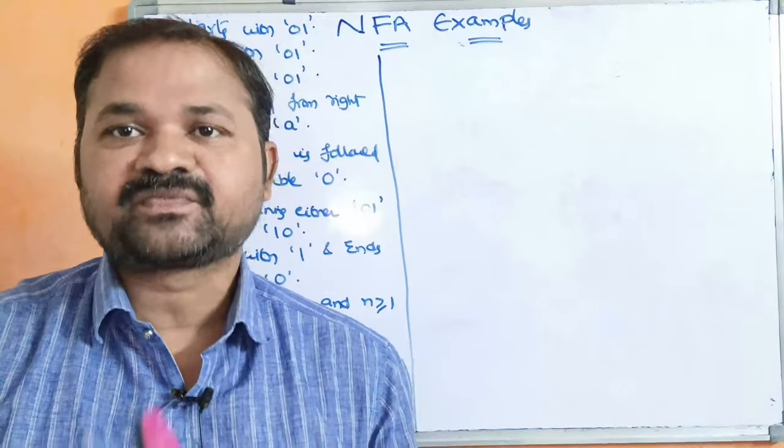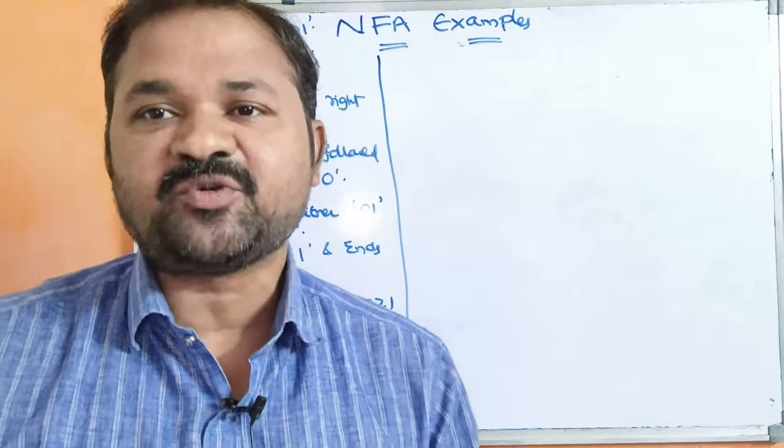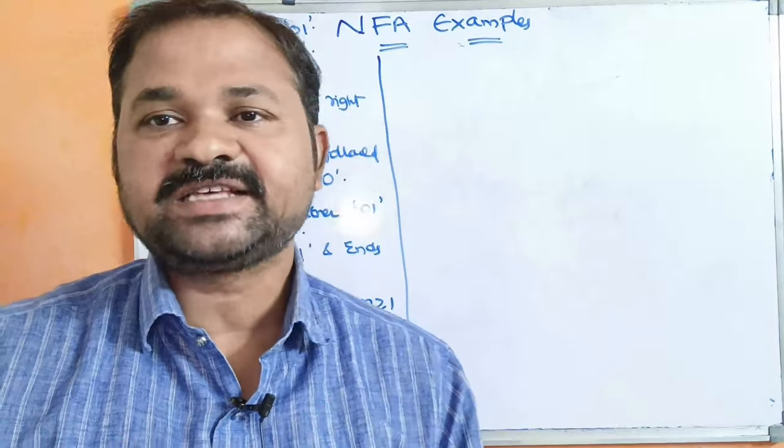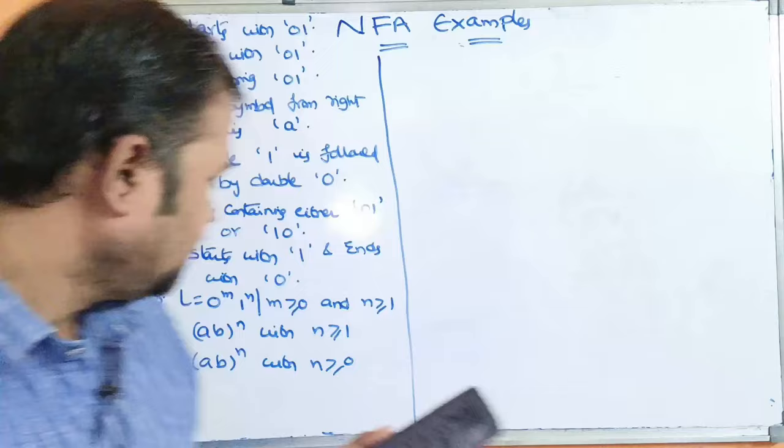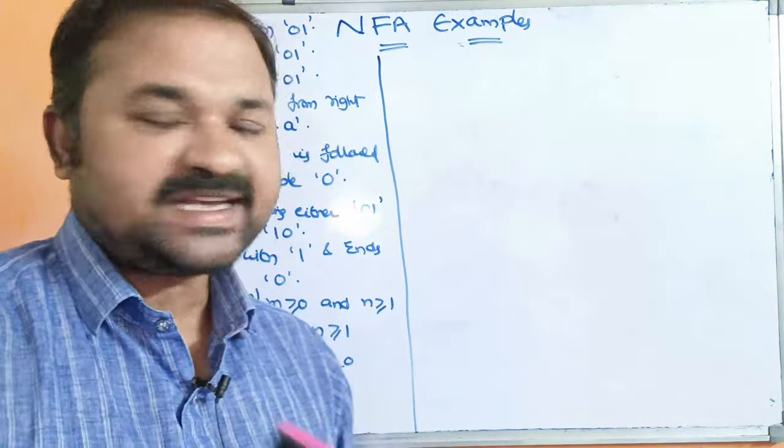In this video, we are going to discuss non-deterministic finite automata. In short, we can call them NFA examples. Totally, we are going to discuss these 10 examples. Let us see the first example.